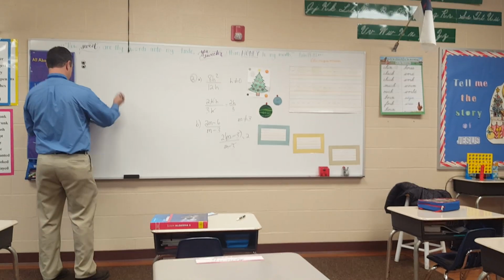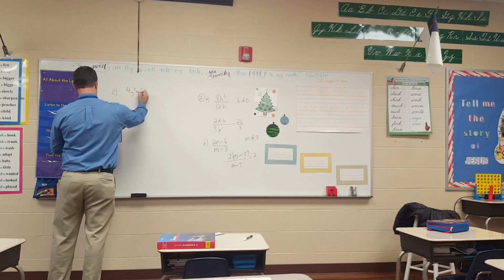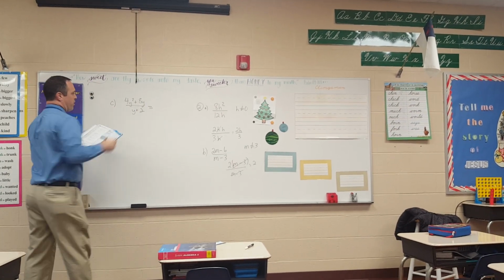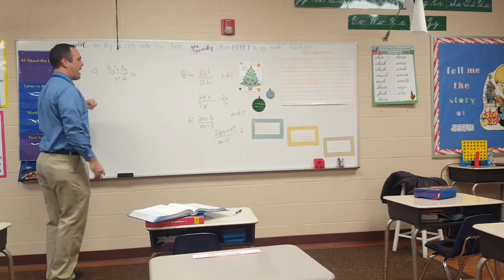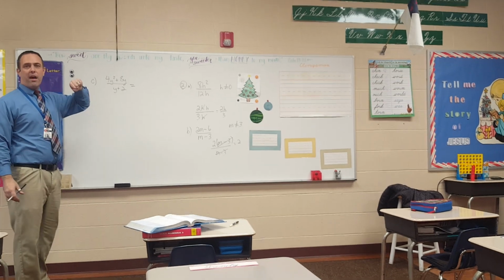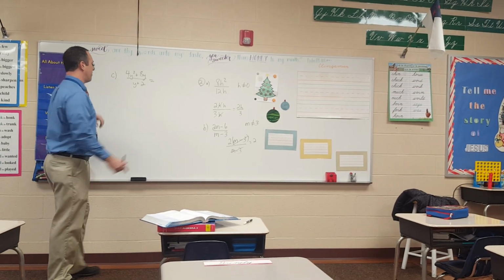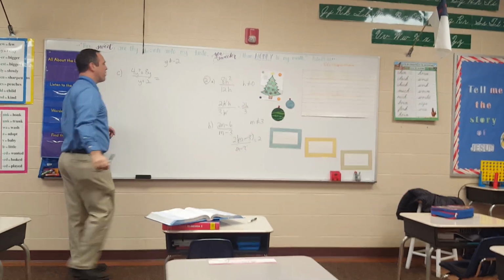Okay, letter C in example number 2. All right, we have 4y squared plus 8y over y plus 2. We look at the numerator. Okay, first of all, almost forgot. We want to make sure that we identify the excluded value. What plus 2 would give me 0? Well, negative 2. So y cannot equal negative 2.